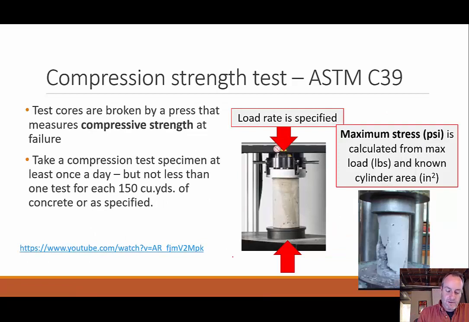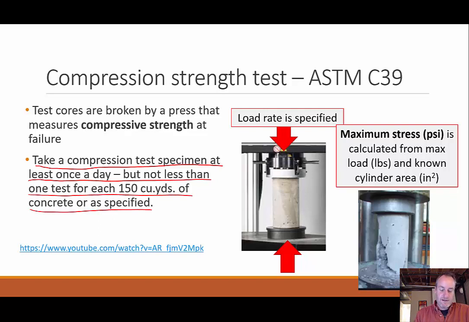Now this is kind of cool. When you're actually on a site, we want to do a test at least once a day, but not less than 1 test for each 150 cubic yards of concrete. Meaning if I have a lot of concrete and I'm placing it every so often, every 150 cubic yards, I'm going to need to take a test. So if I'm doing more than, say, 150 in a day, maybe 300 in a day, I would need to do 2 tests in that one day. Otherwise it would just be 1 a day, right?